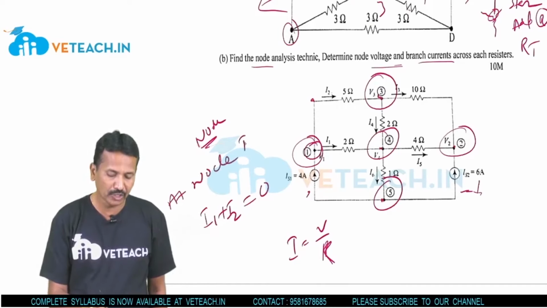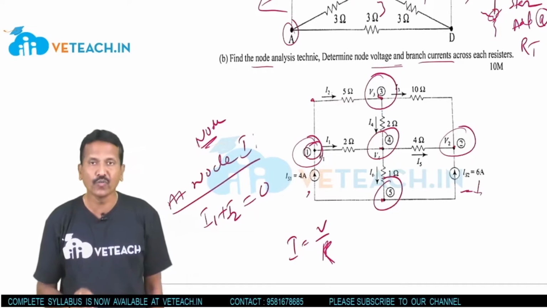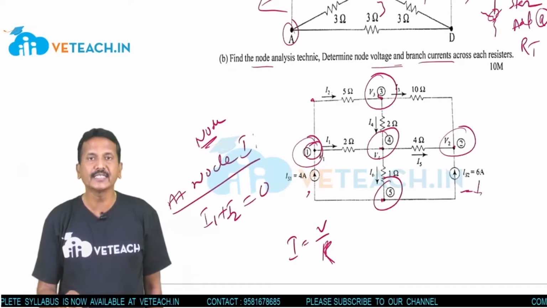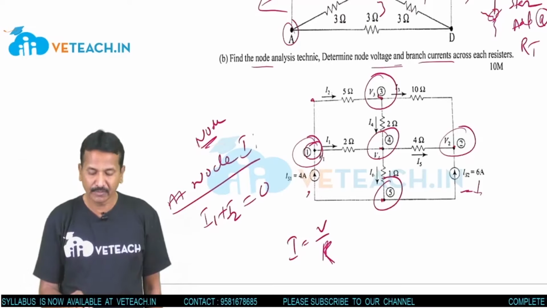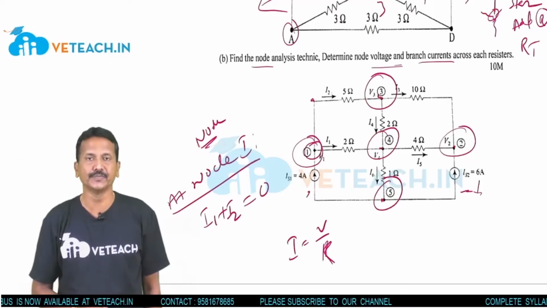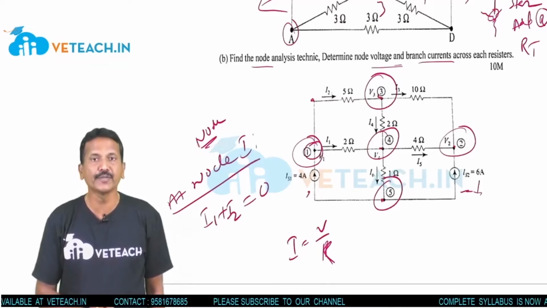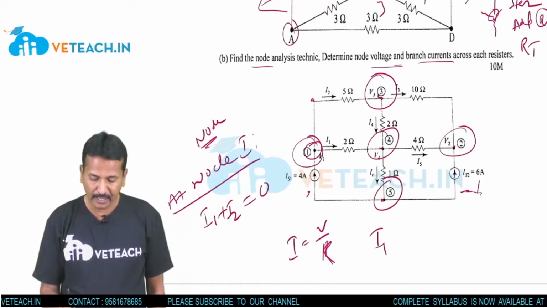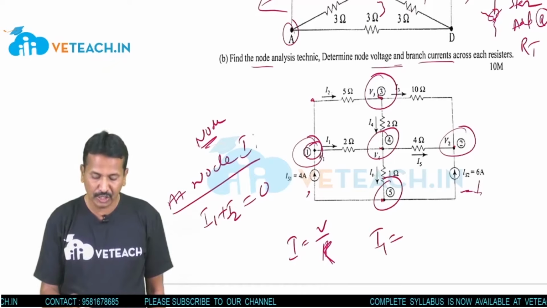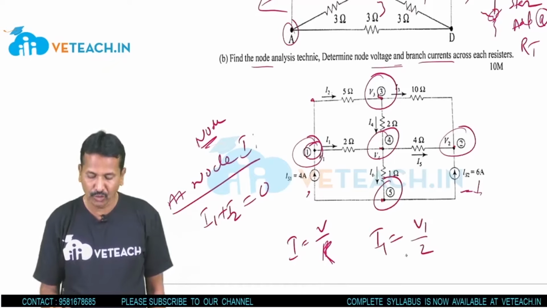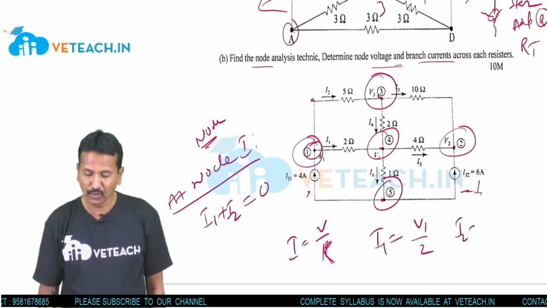Steps are very, very important, students. At node 1, the two currents are away, in terms of I1 as well as I2. But what do you mean by I1? What do you mean by I2? That is also important here to write the relations. That is, I1 is equal to, what do we get here? I1 is equal to V1 by 2 ohms, voltage by resistance. Whereas I2 is equal to what we get here?